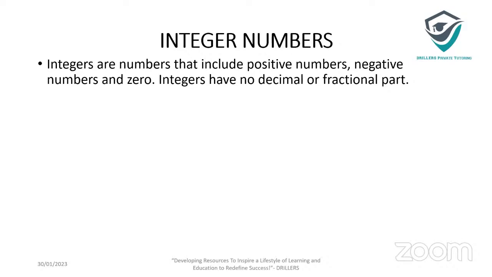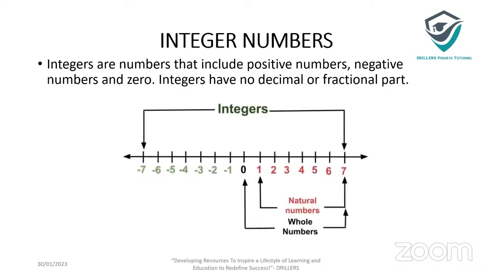Right, so let's talk again about what integers are. In our first session, we looked at integers under the classification of numbers. Integers are numbers that include positive numbers, negative numbers, and zero. Integers have no decimal or fractional part. There's a little image there of a timeline that shows you what integers include.